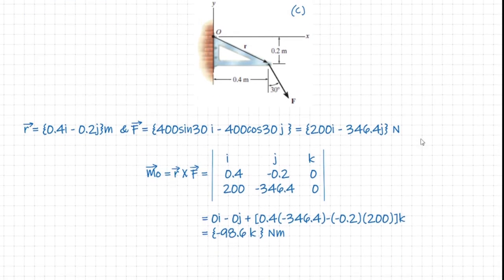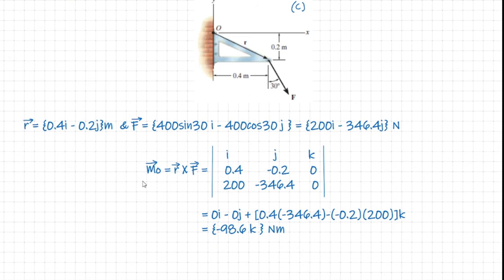Okay, so this can be written as 200i minus 346.4j. So let us calculate as usual the moment of the force about the point O as vector r cross vector F, put in a determinant format i j k, and the second row will be the coefficients of r, which is 0.4, minus 0.2 and 0, and we have the force F, that is 200, minus 346.4 and 0. So on simplifying these calculations, we obtain the resultant moment about the point O in the vectorial format as minus 98.6 Newton meter.